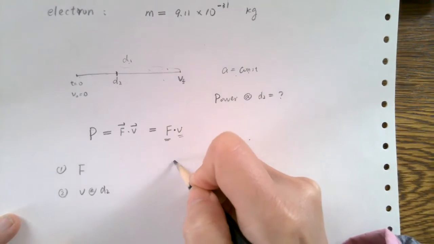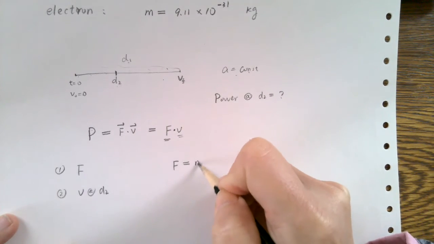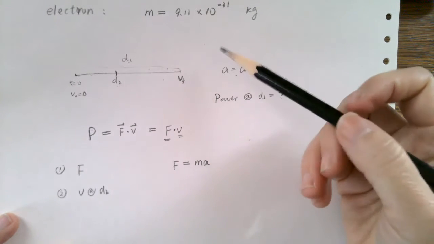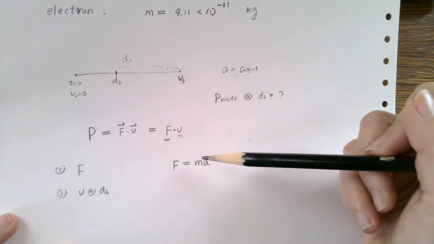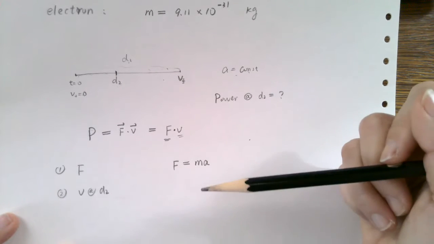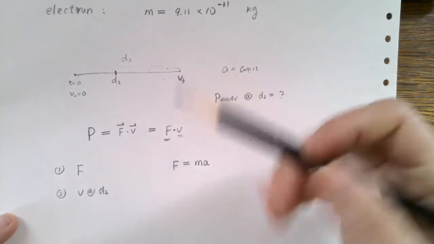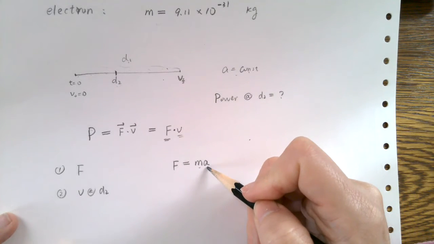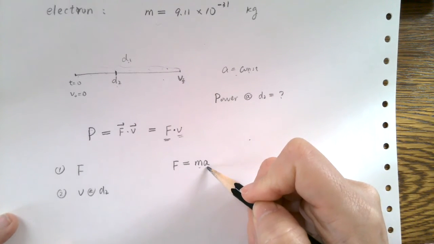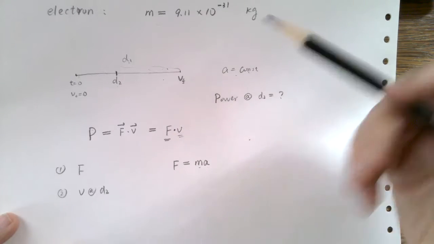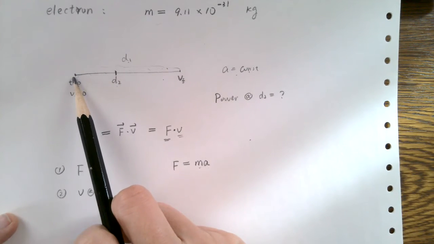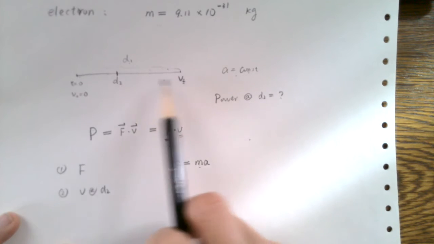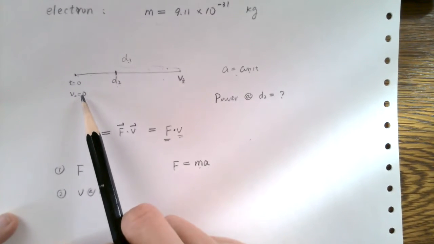We know force is equal to the mass of the particle times its acceleration. The problem tells us this is a uniform acceleration. Even though we don't know the value, we know a is constant. For the electron, we know m already. Now we need to figure out the acceleration, using the knowledge that we are given. We know when it moves a distance d1, we have final velocity v sub f. It starts from v sub 0 equals 0.